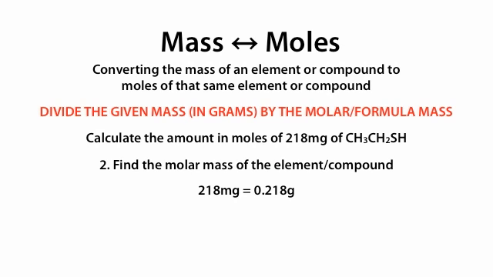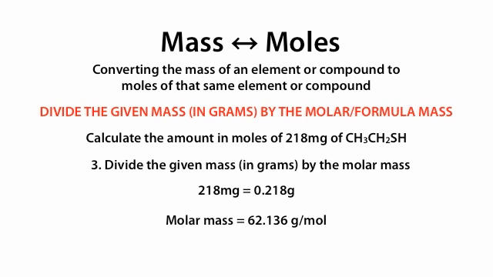Step 2. Find the molar mass of the element or compound. And I did that here. The molar mass of CH3CH2SH is 62.136 grams per mole. And like I said, I did this exactly the same way we were doing it before. I dissected the compound into C, H, and S. I found the molar mass of C, H, and S, and I multiplied each one by the respective amounts in the compound. And I got a molar mass of 62.136 grams per mole.